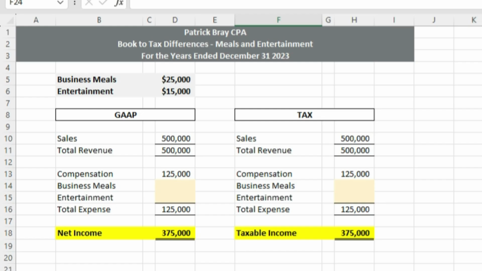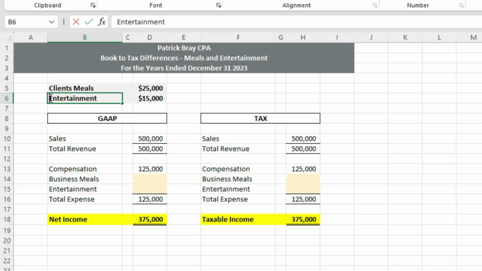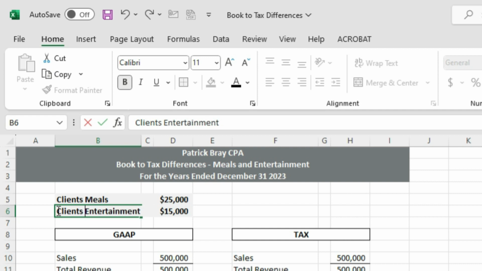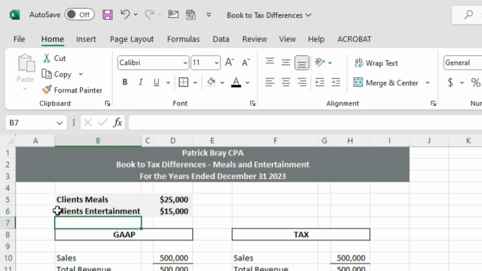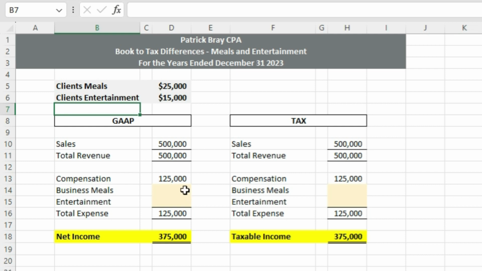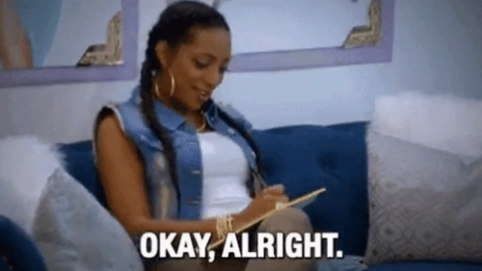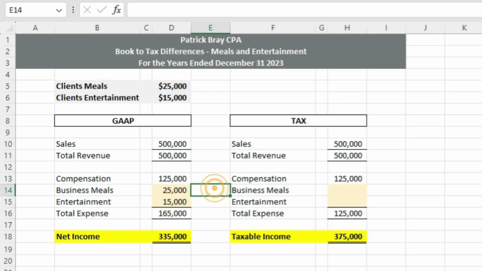And our last example is going to be meals and entertainment, specifically client meals and client entertainment, because there are some different rules if you entertain clients versus employees. So we're going to focus on clients in this scenario. So GAAP to tax difference, from a GAAP standpoint, you're just going to take the expense. And I'm going to end up with $335,000 of net income.